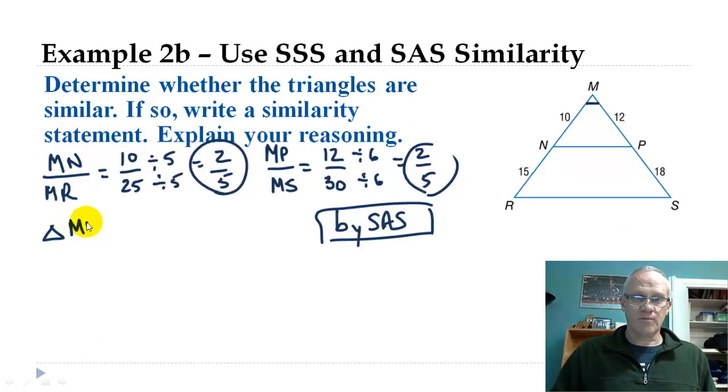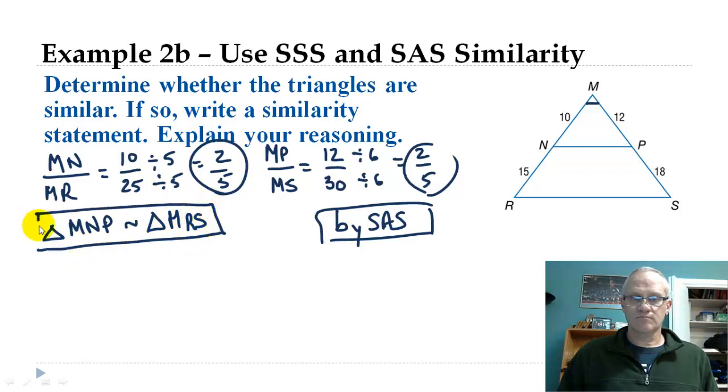All right, so MNP, there we go. So MNP, then since the side MN matched up with the side MR, that means we're going to do MR and then S. Okay, so MNP is similar to MRS.